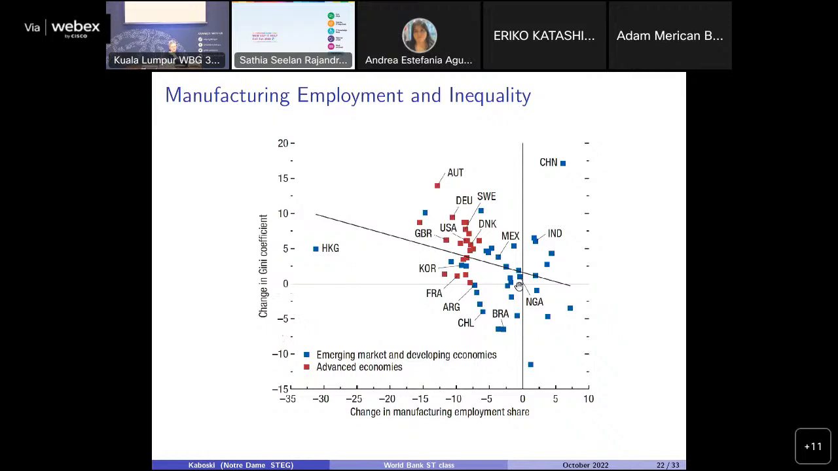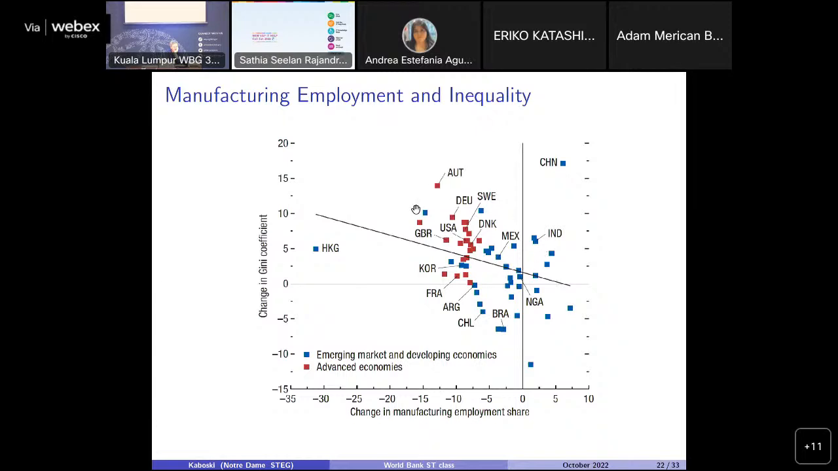And so the countries in this quadrant, which is most of the countries, are the countries that saw increases in inequality and decreases in manufacturing. And these ones are ones that saw increases in manufacturing and decreases in inequality. This is the minority of the data points over here. And then the red countries are the advanced economies, and the others are emerging markets and developing countries. And I apologize, I don't know where Malaysia is on this figure, or if it's in it, I think it is, but I don't know where it is.